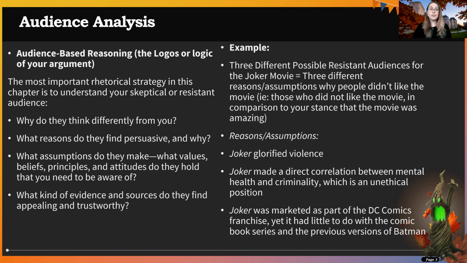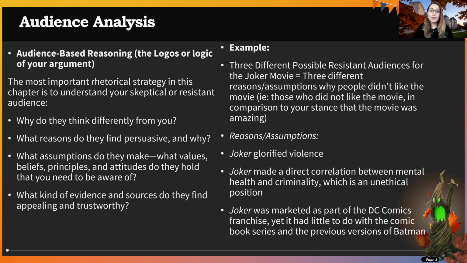Their reasons and assumptions might have been: the Joker movie glorified violence. So person number 1 said this. Person number 2 said the Joker made a direct correlation between mental health and criminality, which is an unethical position. Person number 3 said Joker was marketed as part of the DC Comics franchise, yet it had little to do with the comic book series and the previous versions of Batman. So these are 3 different people, 3 different assumptions, and 3 different resistant audiences.